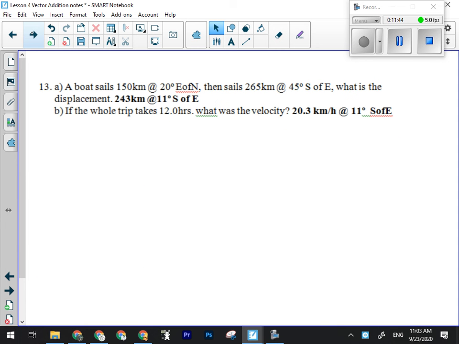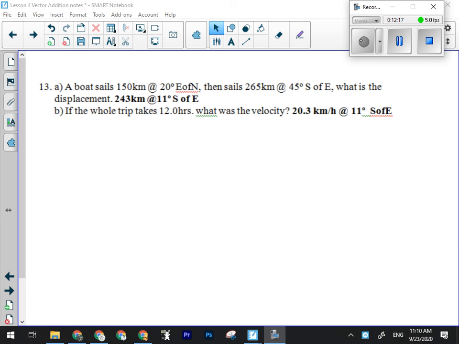Okay, this one's a boat question, but it's not a boat question. It's a vector components question. We got a boat that sails 150 kilometers, 20 degrees east of north, then sails 265 kilometers, 45 degrees south of east. We're looking for the total displacement, and then if that takes 12 hours, we're looking for the velocity afterwards, so a quick v equals d over t after. But for right now, see if you can find the overall displacement using vector component addition for part A.